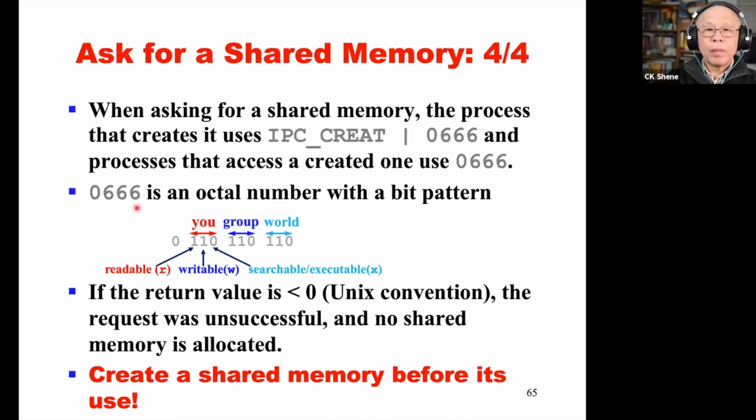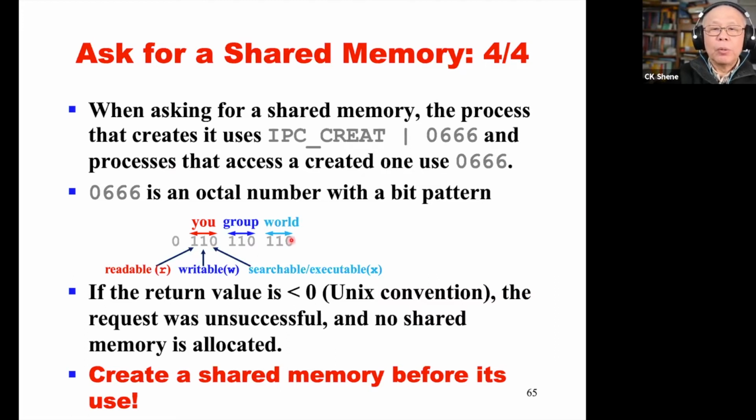Now, let's do one more thing. What if you wish the following? You allow the members in your group to read, but they are not allowed to write. So your group permission should be 1, 0, 0, right? What is the number corresponding to this 1, 0, 0? In decimal, that's 4.